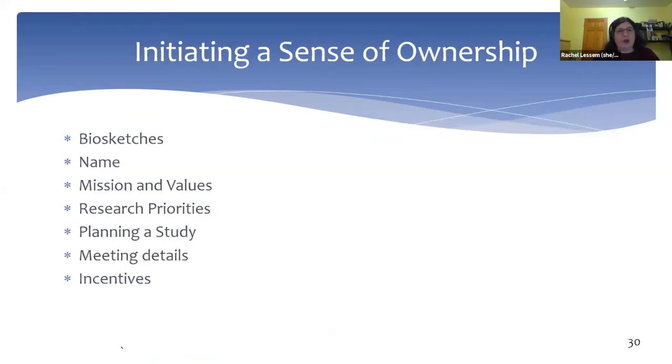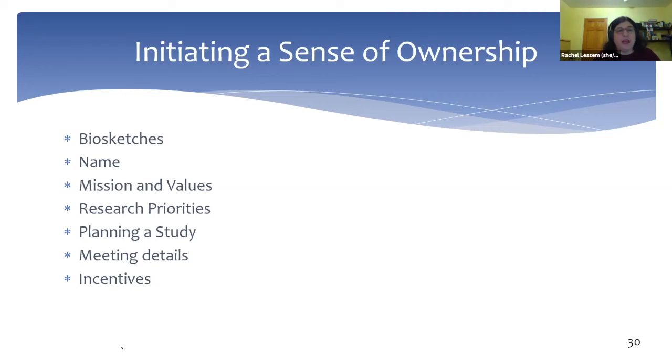So after all the members are recruited, and we'll focus on this more in the next webinar, is initiating a sense of ownership. So they make the board really their own, both through the development of their bios, but choosing a name. Not everyone has to be the Bureau of SAGES. Using the mission and values of other boards as a jumping off point to determine what their mission and values are, what their research priorities are.